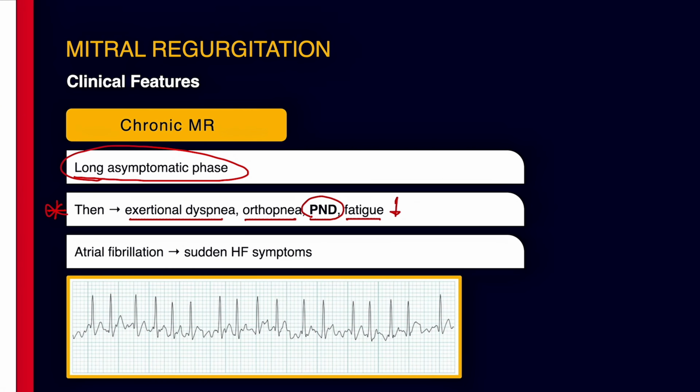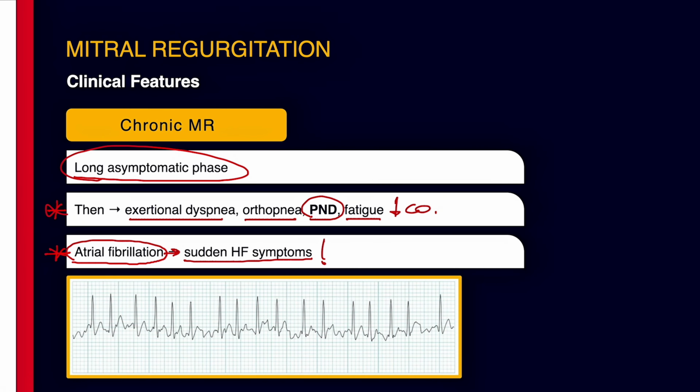reduced forward output. Now here's a key turning point. When the left atrium dilates, the patient is at risk of developing atrial fibrillation. And once AFib sets in, symptoms can worsen suddenly in these kinds of patients. Because now you've lost the atrial kick, right? And filling becomes even more compromised. So if a patient with MR suddenly decompensates, think about the onset of atrial fibrillation.